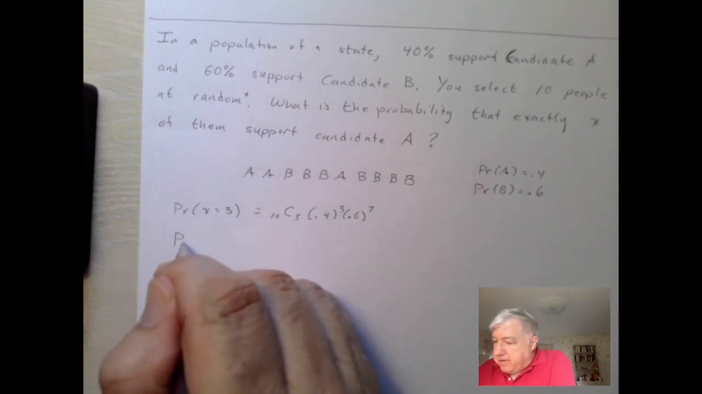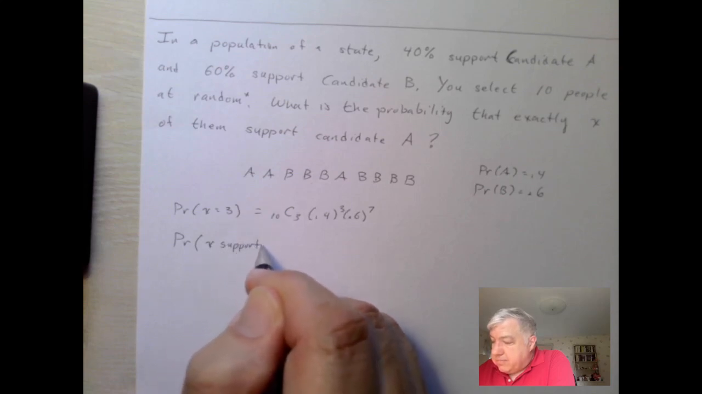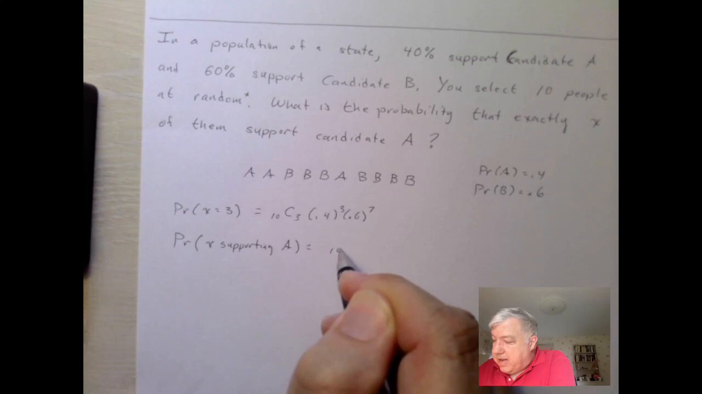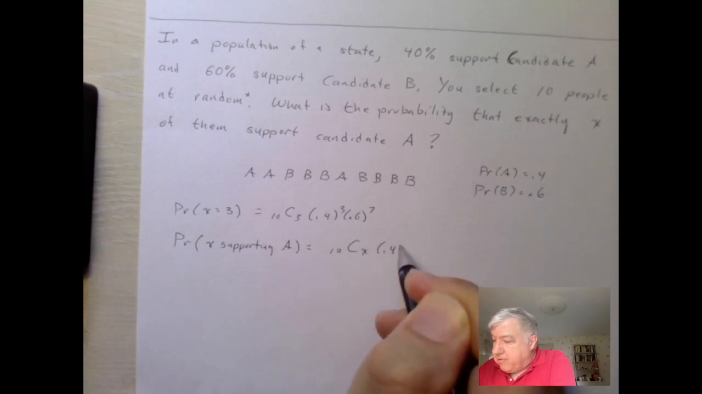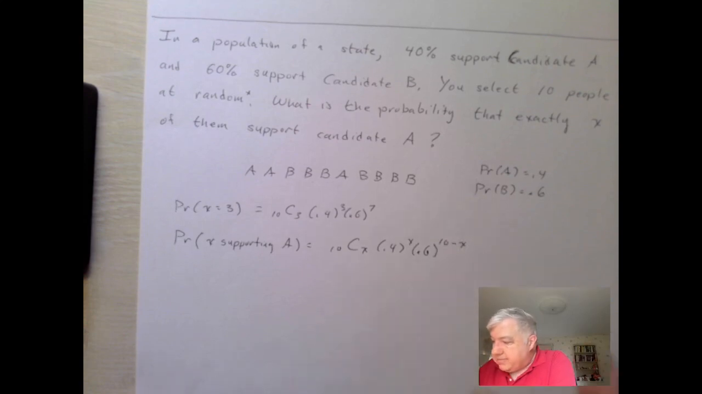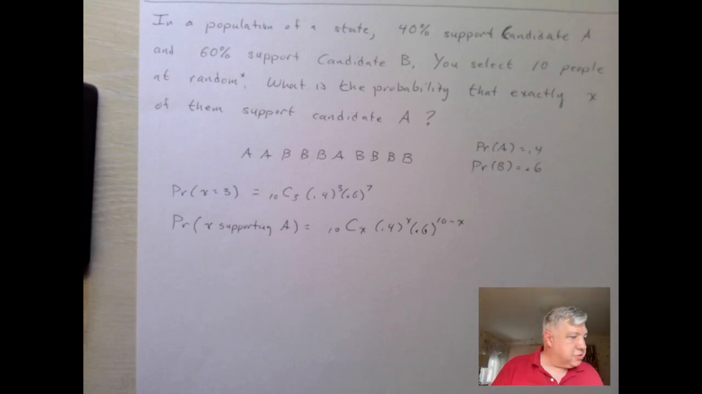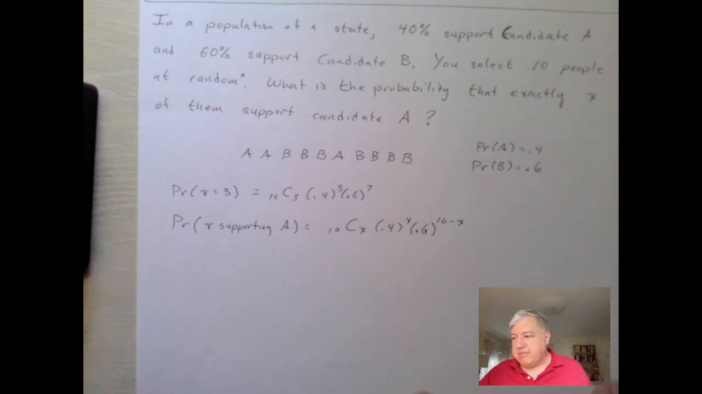So in general, the probability of X people supporting candidate A would be 10 choose X times 0.4 to the X times 0.6 to the 10 minus X. Okay. Hopefully you're starting to see a pattern here. Okay. And now let's cut to the chase and give you the definition of a binomial experiment.